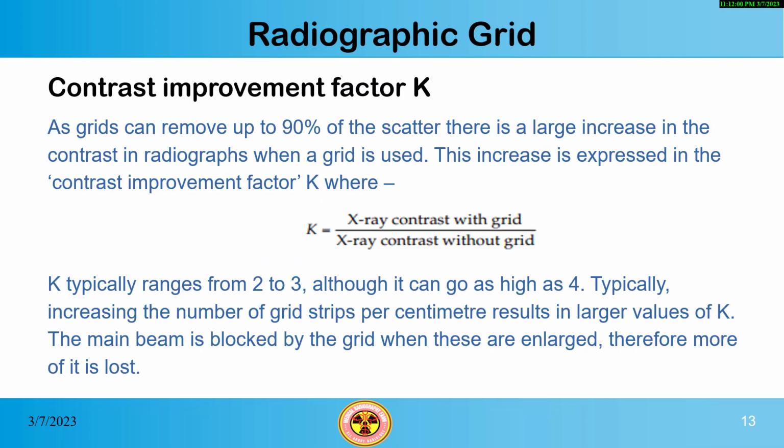Contrast improvement factor K. As grids can remove up to 90% of the scatter, there is a large increase in the contrast in radiographs when a grid is used. This increase is expressed in the contrast improvement factor K, where K equals X-ray contrast with grid divided by X-ray contrast without grid. K typically ranges from 2 to 3, although it can go as high as 4. Typically, increasing the number of grid strips per centimeter results in larger values of K. The main beam is blocked by the grid when these are enlarged, therefore more of it is lost.